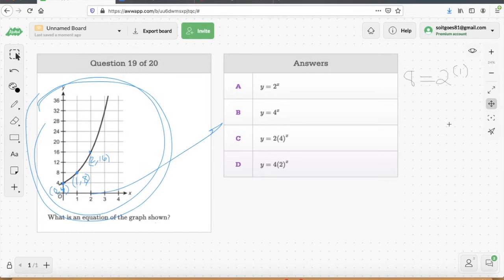Oh, I see what you're saying. All right. You're right. 2 to the power of 1 is just 2. So is that a true statement? No. And we know the right answer has to give us a true statement because we know when x is 1, y has to be 8. It's on the graph. So answer choice A is gone. Make sense? Great.